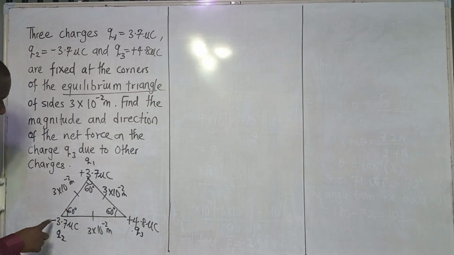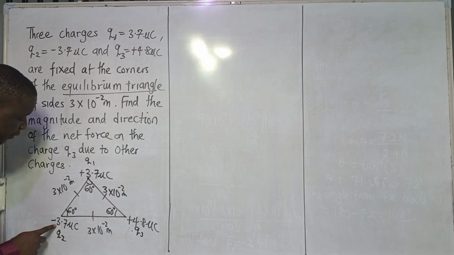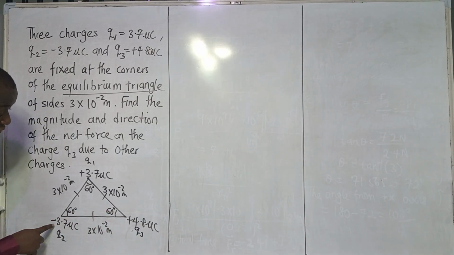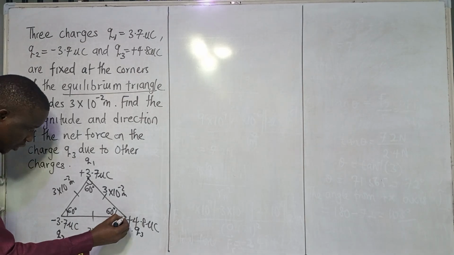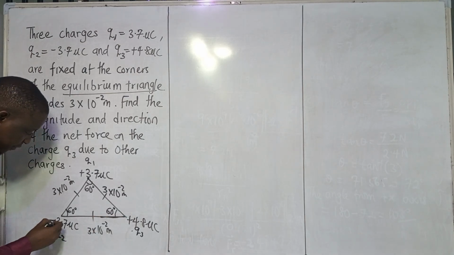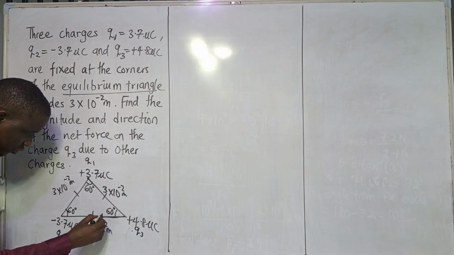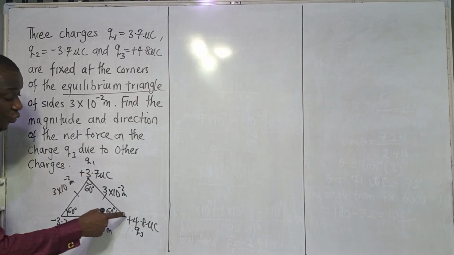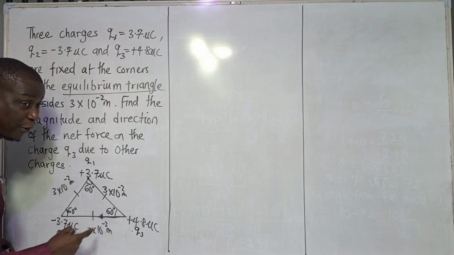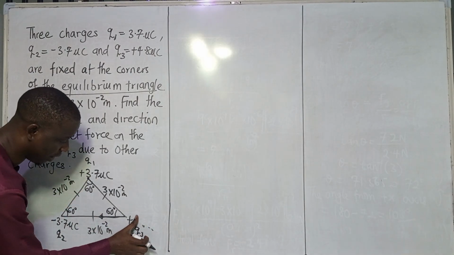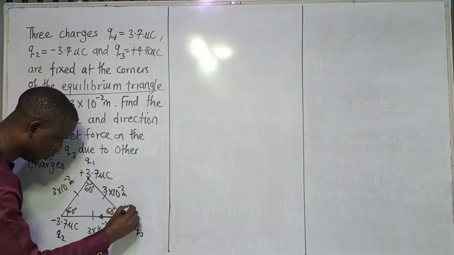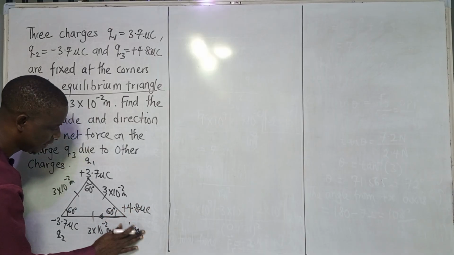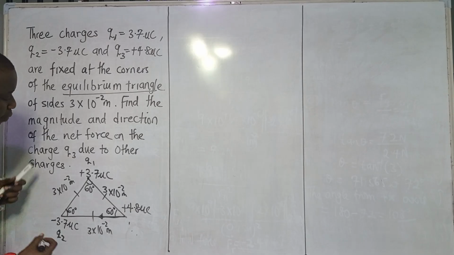That is clear. Now, to calculate the net force, the influence of minus 3.7 microcoulombs on plus 4.8 microcoulombs is going to give an attraction. So it will go like this. It will attract. So the influence of minus 3.7 will be an attraction here. Then what about the influence of plus 3.7 microcoulombs on plus 4.8 microcoulombs? Look at what will happen. Let me put it here. It will cause a repulsion this way.